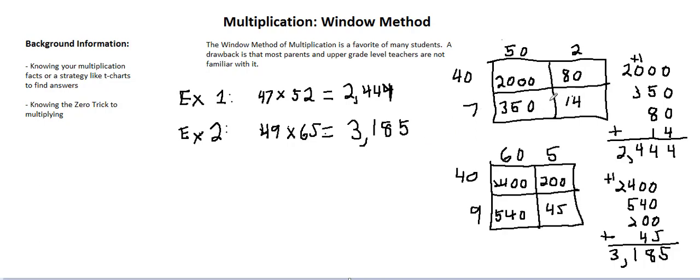So 3,185, and it breaks it down. It helps to keep everything nice and organized for the student when they're adding, with the boxes, helps them fill it in. They need to make sure though that they keep their place values lined up when they go to add. That's definitely a key trick, and that is how you multiply using the window method.